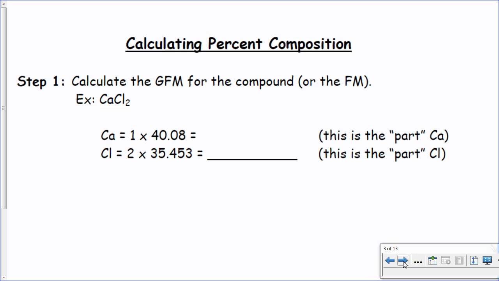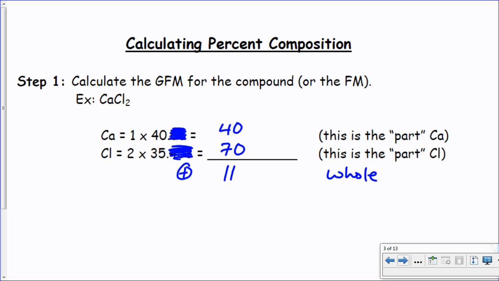Calculating percent composition: the first part of any percent composition calculation is to do the gram formula mass calculation. In this example, we're going to calculate the gram formula mass for the compound calcium chloride. For ease of calculation, I'm getting rid of the decimal places, as we'll be doing most of that in our class. So 1 times 40 is 40. 2 times 35 is 70. Now, these are the parts that are due to the calcium and the chlorine in the compound. We've got to get the whole, which means we have to add these up. So we add them together.